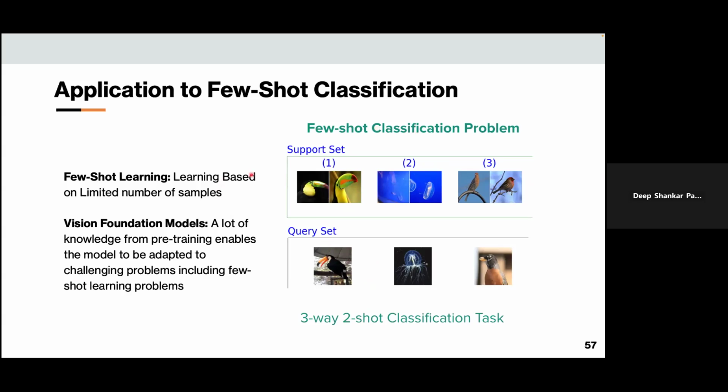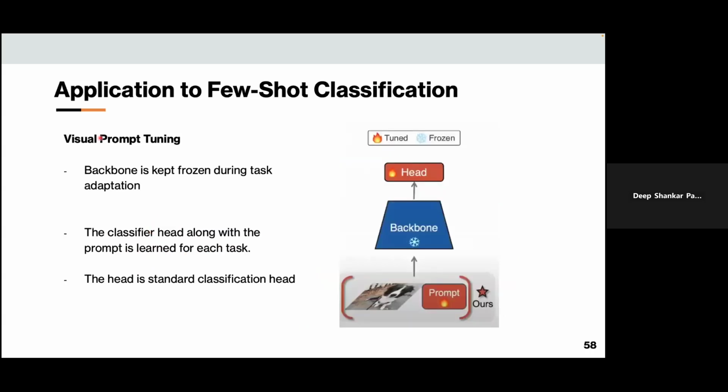And towards few shot classification, vision foundation models have been developed, and these models have been pre-trained on a large amount of data from which the models have acquired a lot of knowledge. So in this work, we looked at the visual prompt tuning. The ViT models are pre-trained on large data, and to fine-tune on challenging few shot, the backbone is kept frozen, and a prompt layer and the head layer are fine-tuned on the data. So this is the standard ViT model.